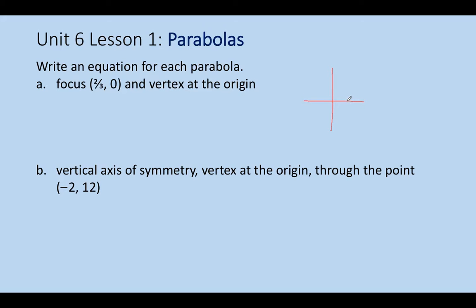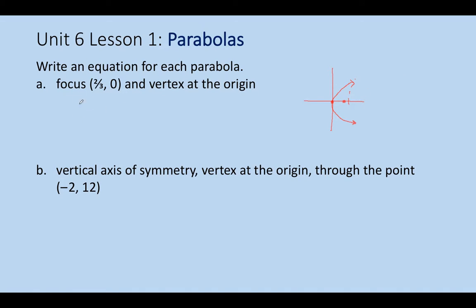And so, if I've got 1 here, well, the focus is at 2/3, which would be right about there. And then the vertex is right here at (0, 0). And so if the focus is right here, well, that means I've got a pretty good idea that the parabola, whatever it's going to look like, is going to be like this. And so that gives me an idea that, okay, yep, it's going to be horizontal, it's going to open up this way, and so I know some things about it.